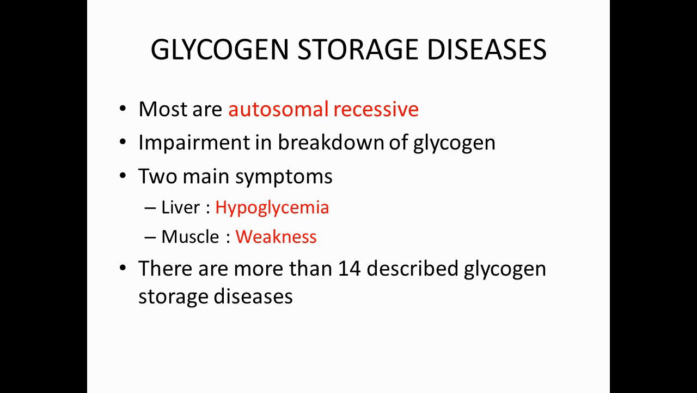Muscle gets energy from glycogen breakdown. In these diseases, glycogen breakdown is not working, therefore we will see weakness in the muscles. There are more than 14 described glycogen storage diseases, but we are going to see only 4 in this video.